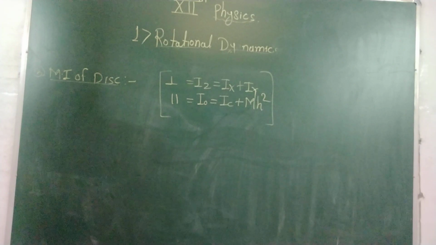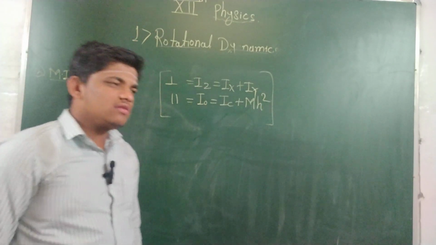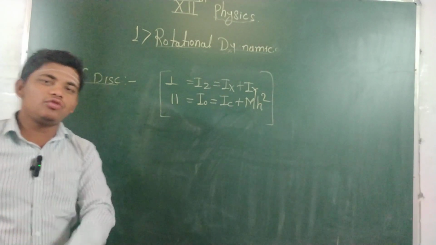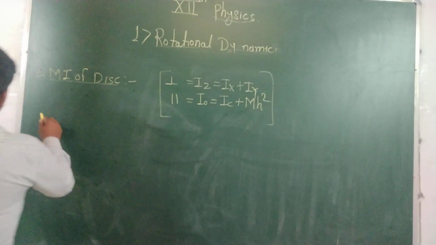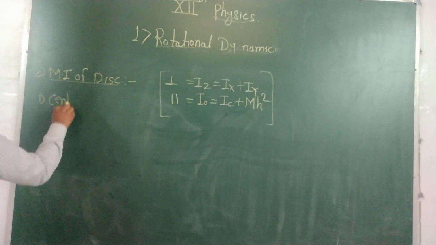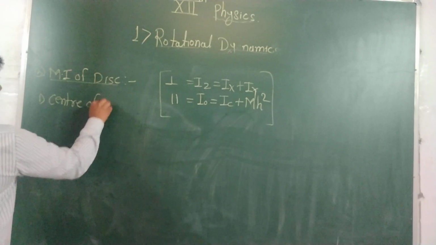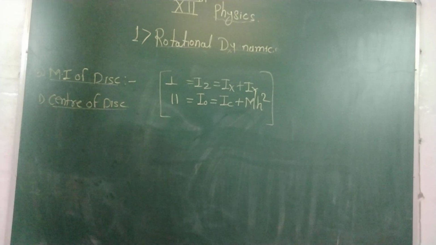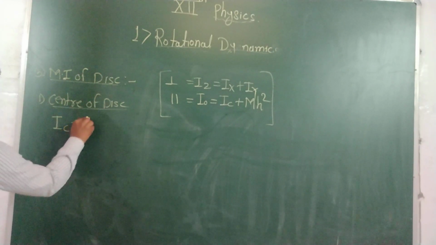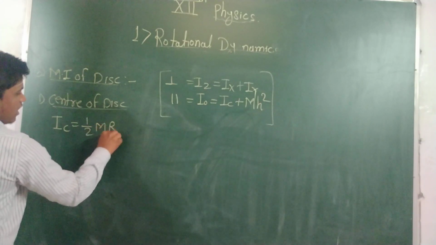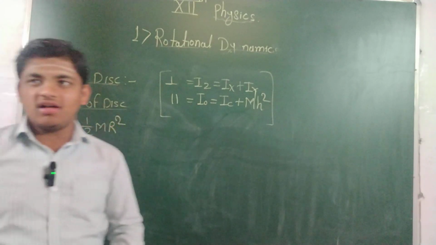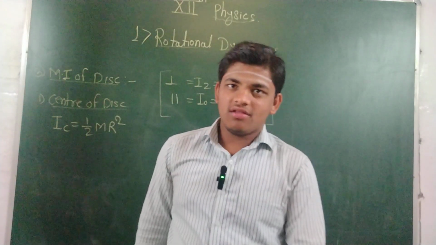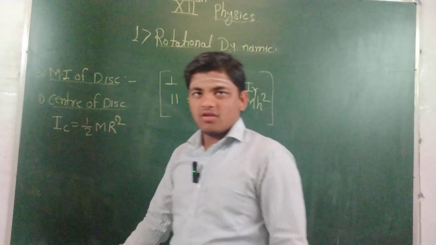In the lectures, we start the discussion of the moment of inertia by finding the moment of inertia of the uniform disk about the axis passing through the center of that disk. This explains the axis of rotation passing through the center of the disk: I of c is equal to half of m r square. Here m is the entire mass of the disk, and r is the radius of that disk.